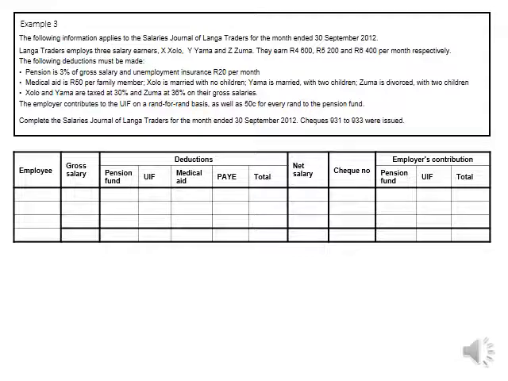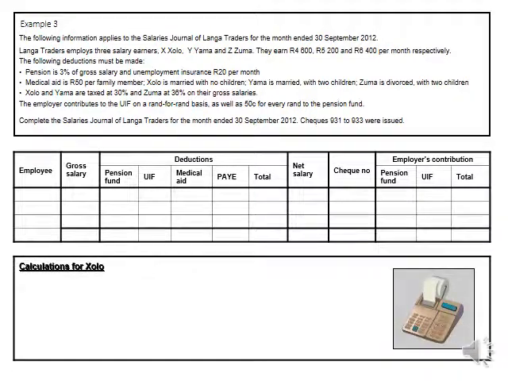Okay, so let's see. We will first look at the calculations for Zolo because it will be basically the same for the other two. So Zolo's name, Zolo, his gross salary is 4,600. The pension fund in the information states that it's 3% of the gross salary, so 3% of 4,600 is 138.